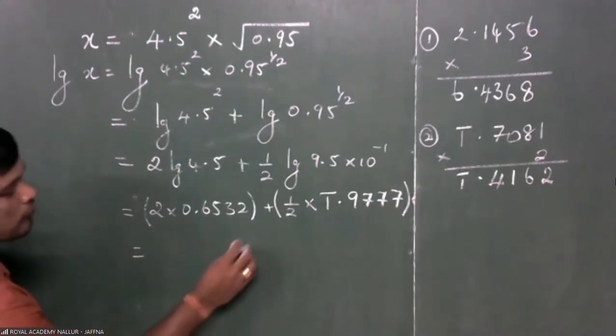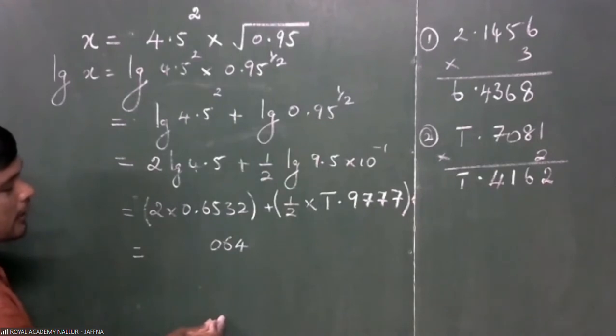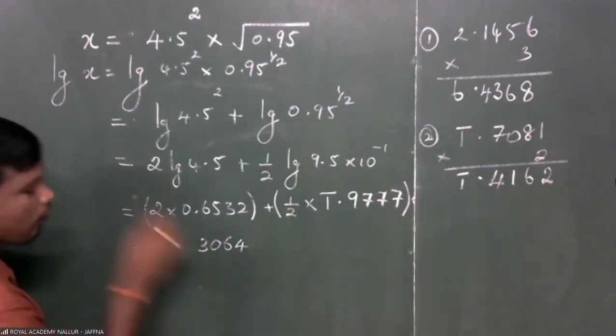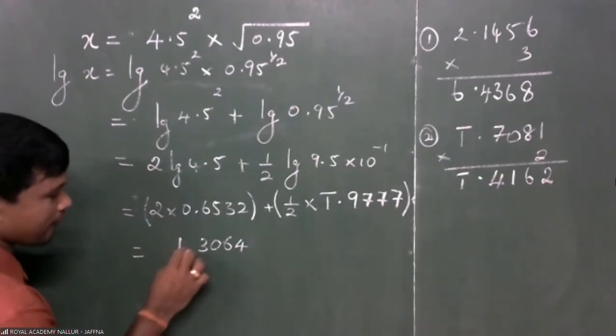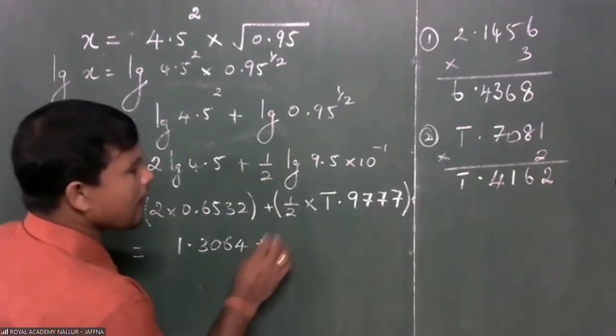Multiplication. 2 into 2, 4. 2 into 3, 6. 2 into 5, 10. 1 remaining. 2 into 6, 12 plus 1, 13. 1. So 2 into 0, 0. Therefore that one. So this answer is 1.3064.